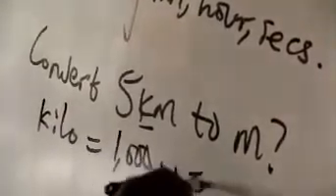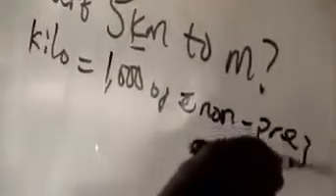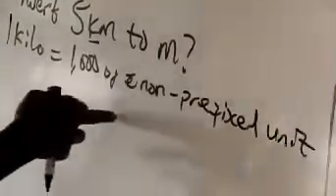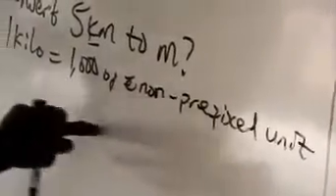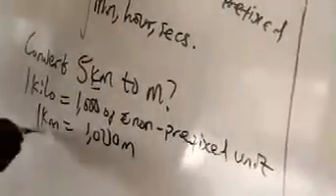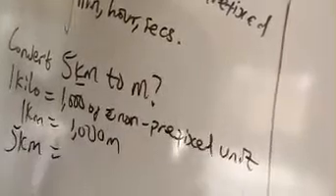The prefix kilo relates with the non-prefix unit by 1000 of the non-prefix units. What this means is that 1 kilo is equal to 1000 of the non-prefix units. So if the non-prefix unit that we are dealing with is meters, 1 kilometer will be equal to 1000 meters, right? So if 1 kilometer is equal to 1000 meters, 5 kilometers will be what?